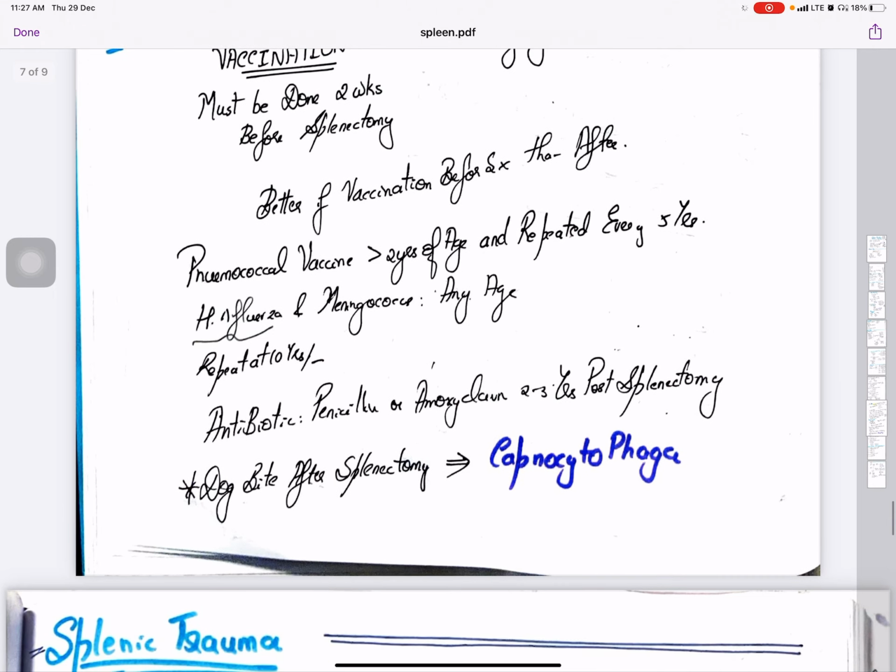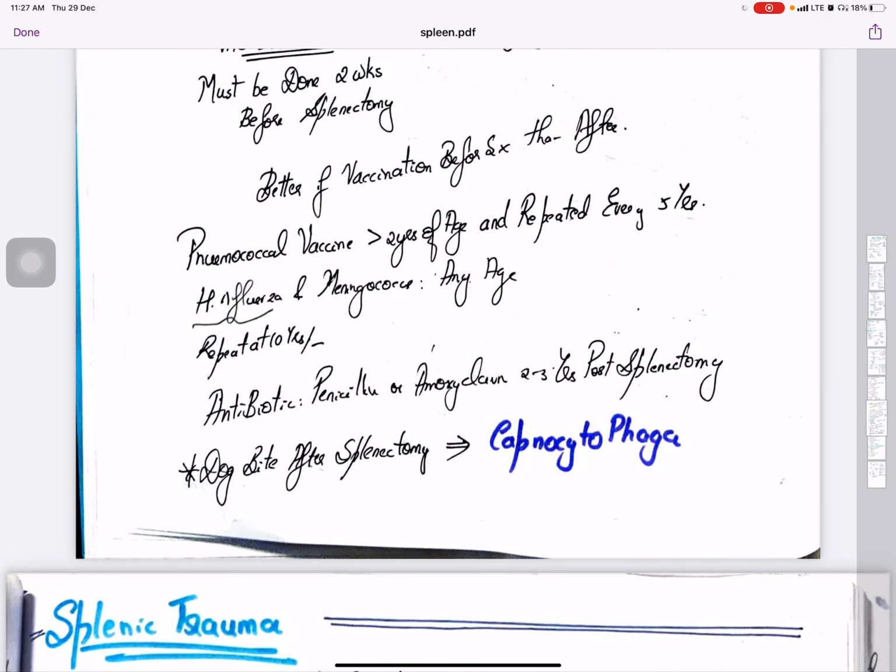And in cases of dog bite or cat bite, we can have infection with Capnocytophaga. Okay, that's it. Then we go to splenic abscess.